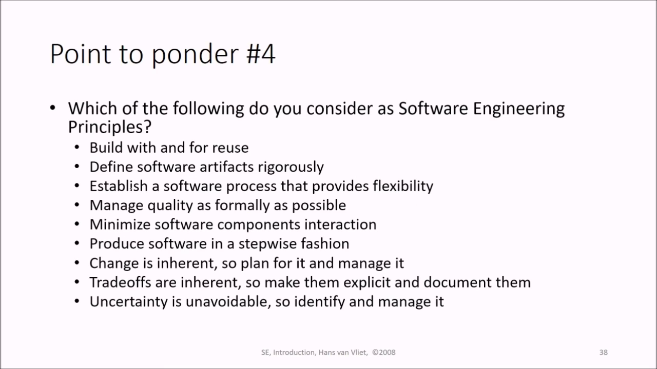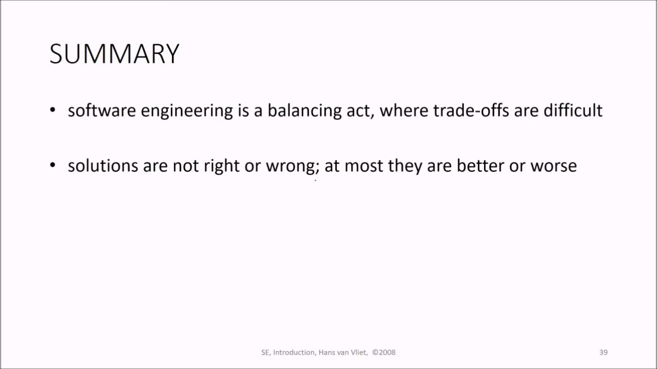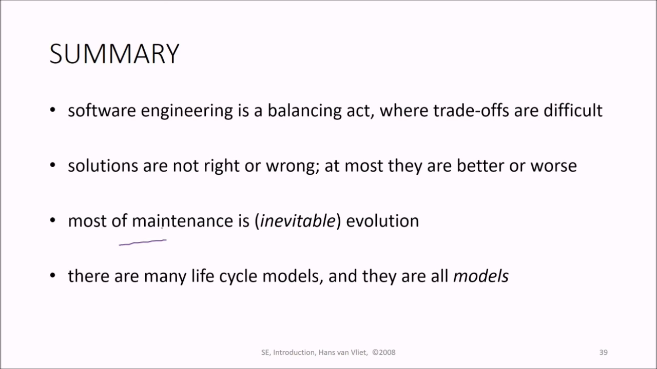First, build with and for use, define software artifacts rigorously, establish a software process that provides flexibility, manage quality as formally as possible, minimize software component interaction, produce software in a stepwise fashion. Change is inherent, so plan it, manage it. Trade-offs are inherent, so make them explicit and document them. Uncertainty is unavoidable, so identify and manage it. So, software engineering is a balancing act where trade-offs are difficult. Solutions are not right or wrong, at most they are better or worse. And maintenance is inevitable. There are many life cycles and they are all models.